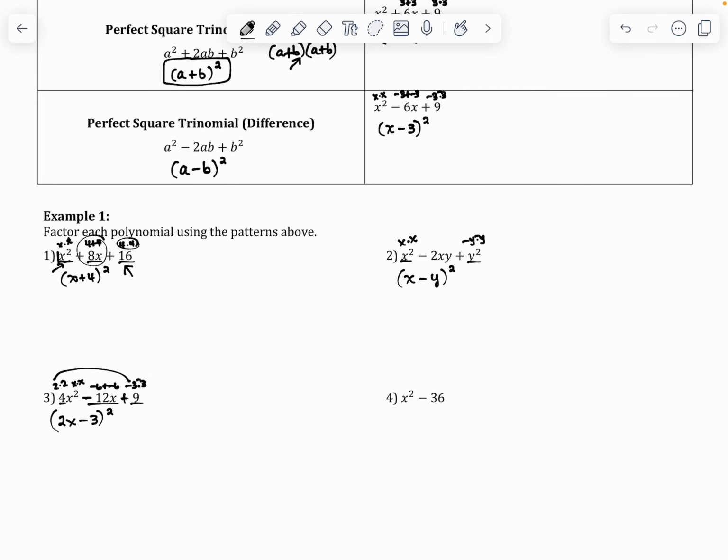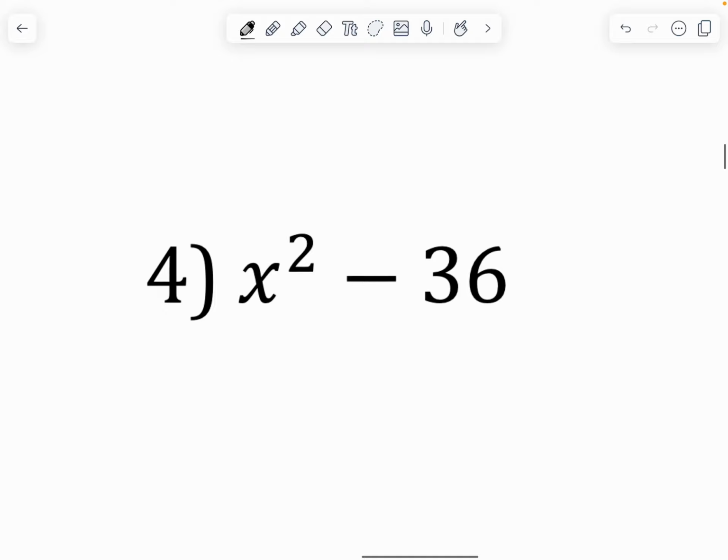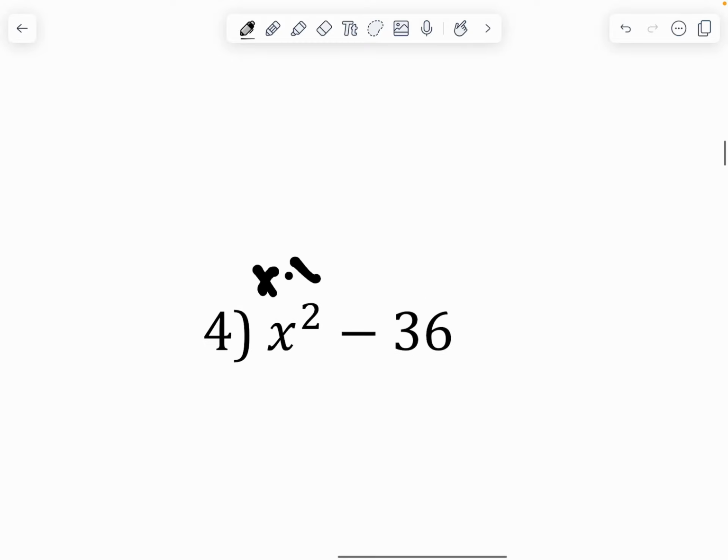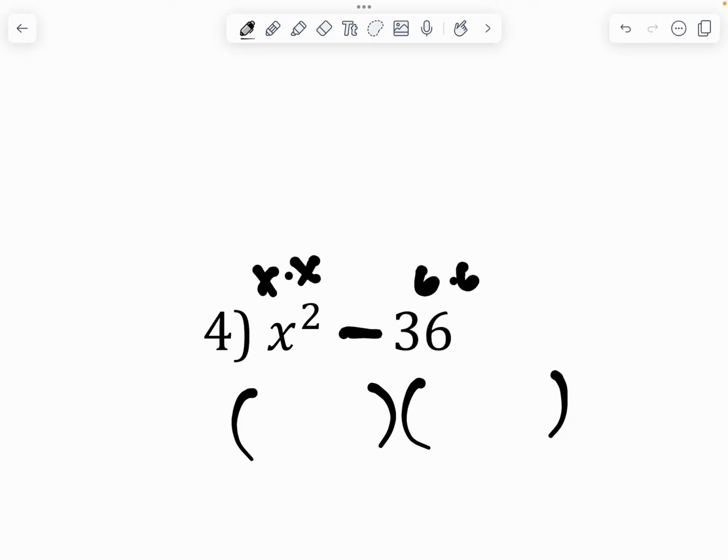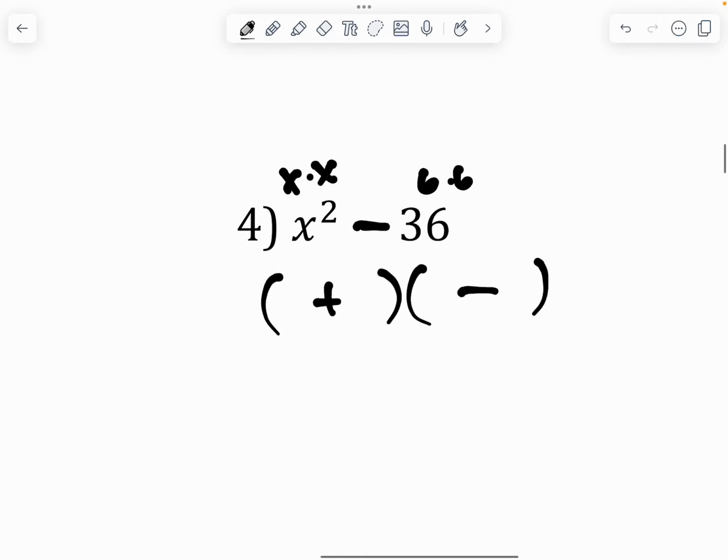And number 4, we have the difference of 2 squares. X squared is x and x. 36 is 6 times 6. The difference of 2 squares gives me 2 factors, one positive and one negative, because the middle term is always going to cancel. That's why we start with a binomial. So it's going to be x plus 6 and x minus 6.